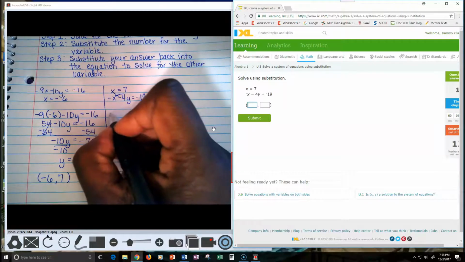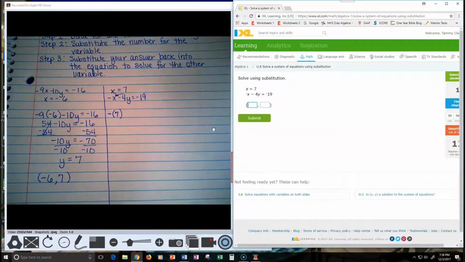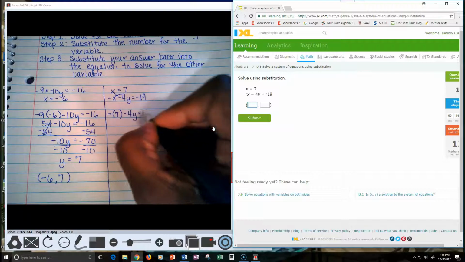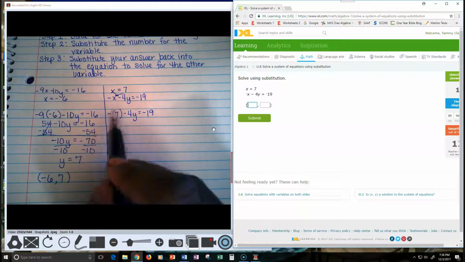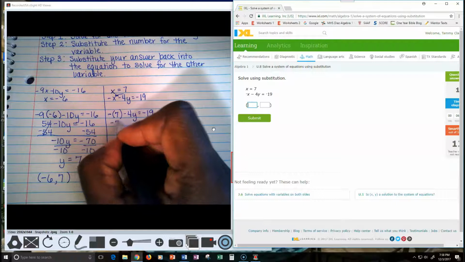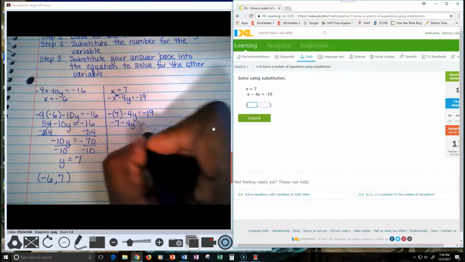So I have negative 7, and I'm going to say to you, whenever you substitute, go ahead and put parentheses around what you're substituting. So 1, you can keep your signs straight, and 2, you don't mess up your arithmetic. So we have negative 1, because there's an imaginary 1 in front of this 7, times 7 gives me negative 7, minus 4y is equal to negative 19.